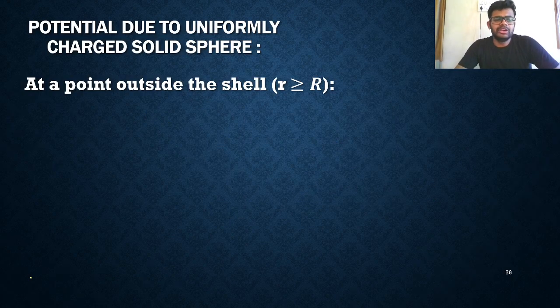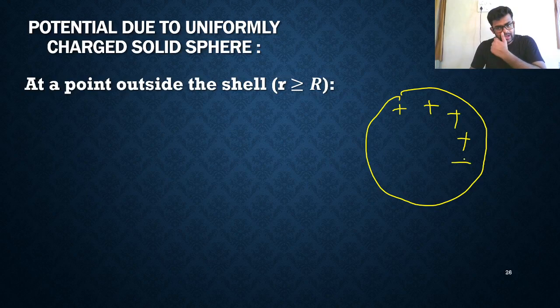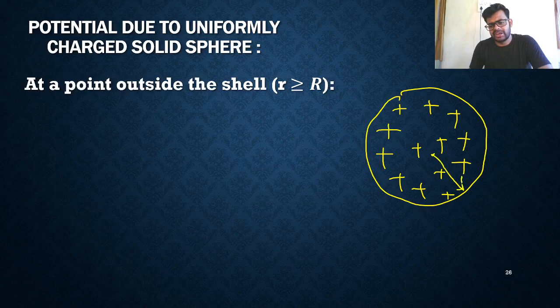Potential due to a uniformly charged solid sphere. So now, my dear friends, I am going to talk about potential due to a uniformly charged solid sphere. Let's say I have a solid sphere. In a solid sphere, the charge is distributed throughout the volume. In a shell, charge will be only at the surface. Its radius is, let's say, capital R.